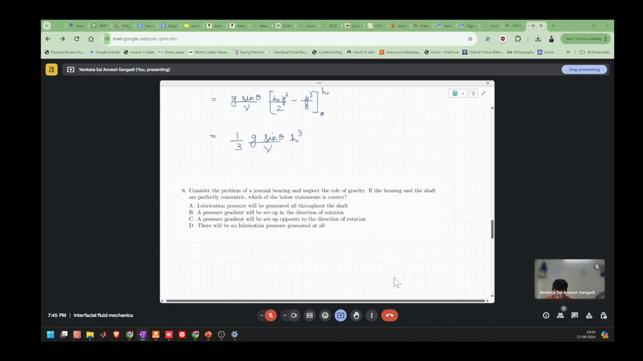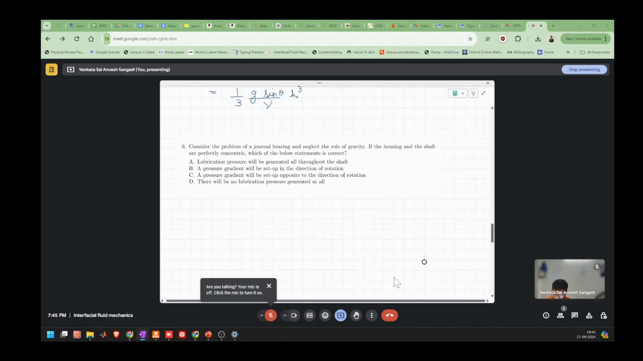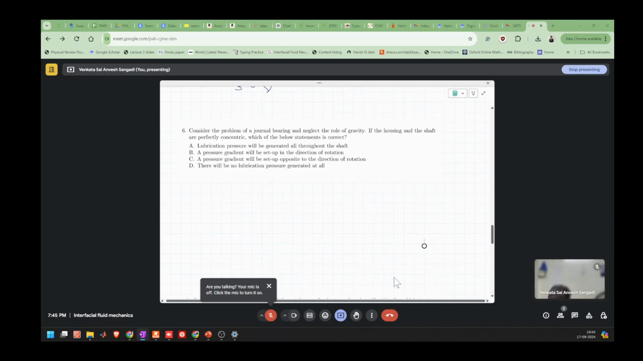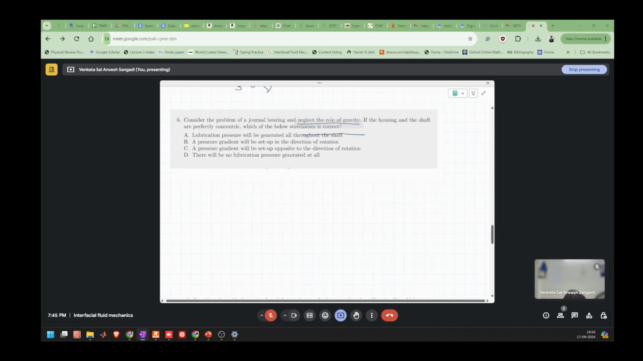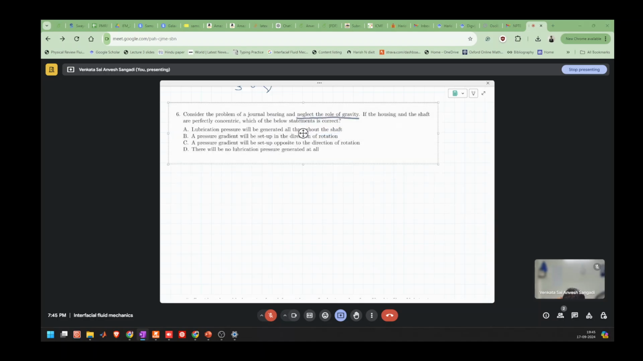Okay, now let's look at the sixth question. The sixth question is, consider the problem of a journal bearing and neglect the role of gravity. If the housing and the shaft are perfectly concentric, which of the below statements are correct?